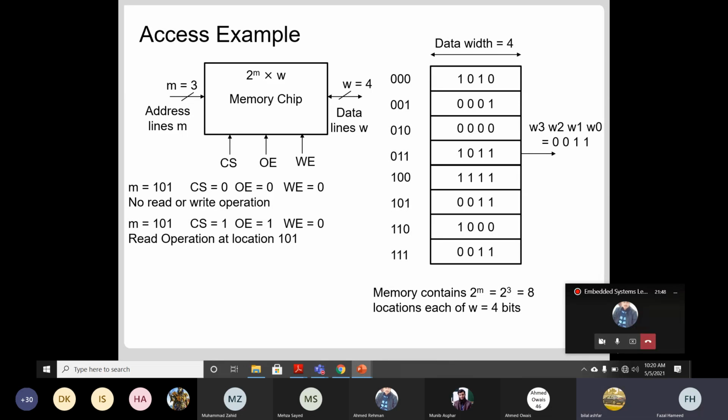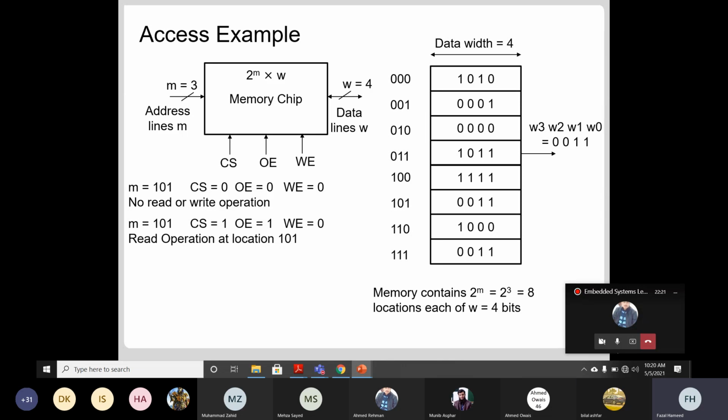And how many locations can we access from memory? No. We can only access one location at a time. Yes, you're right. At a time we can access only one location. Who will determine that we want to access a particular location? Address lines. So the address lines will determine which location to perform the operation on.